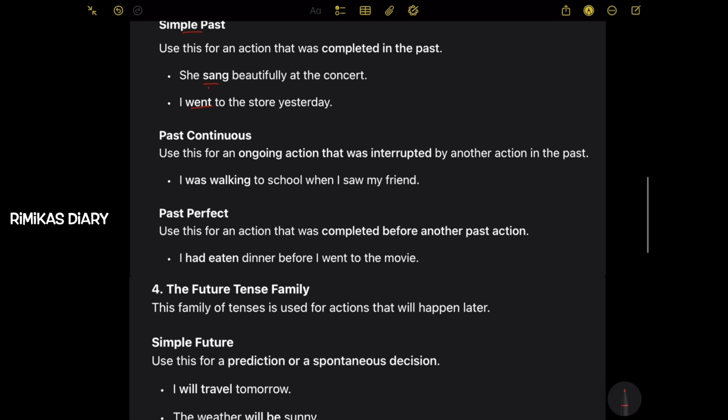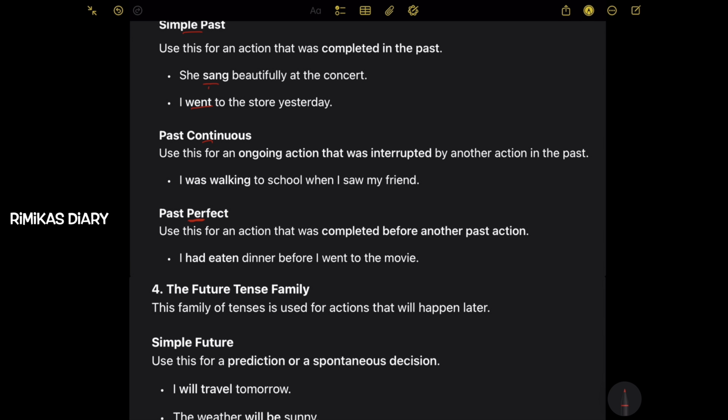Next, past continuous. It's used for an ongoing action that was interrupted by another action in the past. I was walking to school when I saw my friend. So past continuous is an ongoing action that was disturbed by another action in the past.